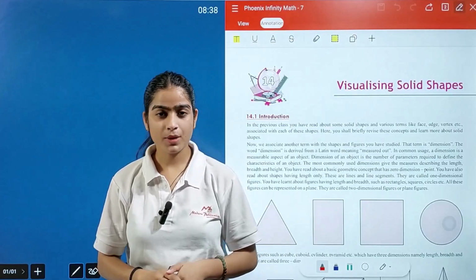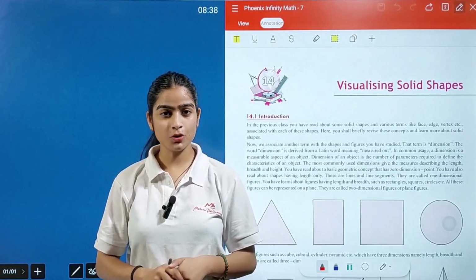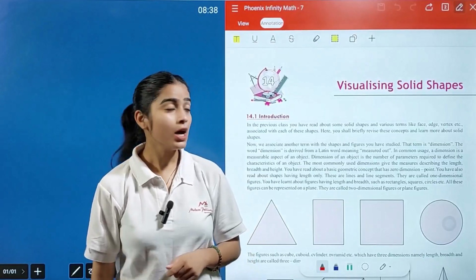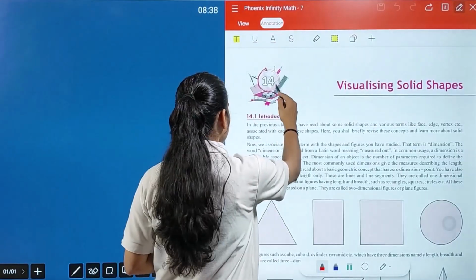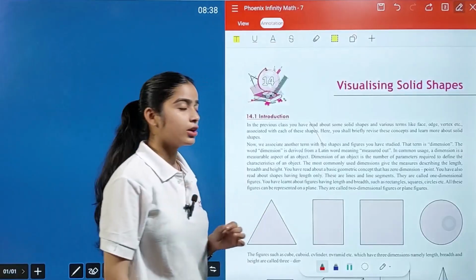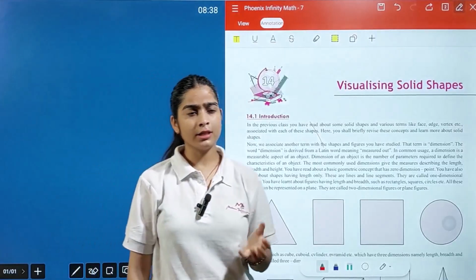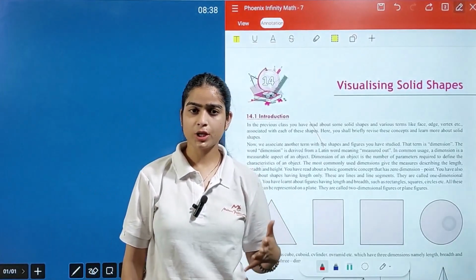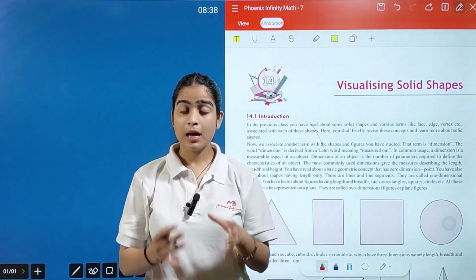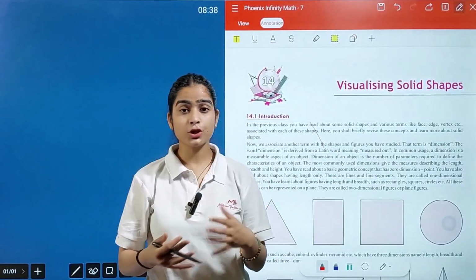So students, I'm your mathematics educator again, here with a new chapter and a new concept. Today we have chapter number 14, which is visualizing solid shapes. Till now we have learnt about 2D shapes, for example square and rectangle. But in this chapter we are going to visualize solid shapes.